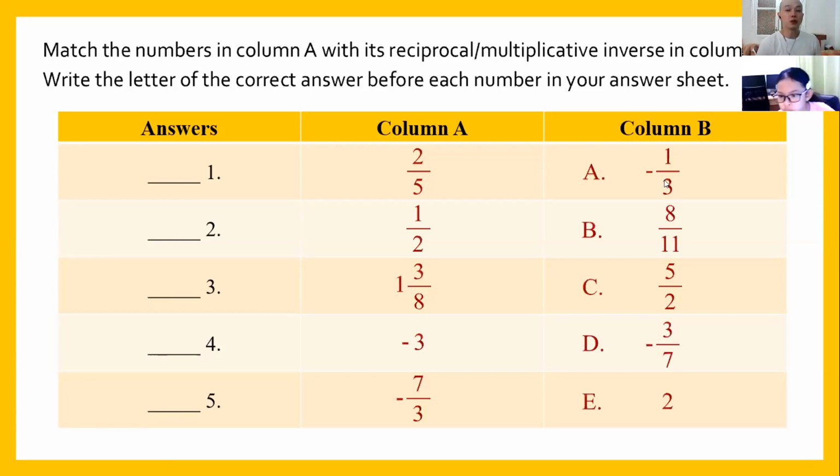Okay, so number 1 is, what do you think? Oh, you can do everything, okay? Just do everything. For the mixed number, you have to change it to improper fraction first, okay? There is one mixed number there. Multiplicative inverse.